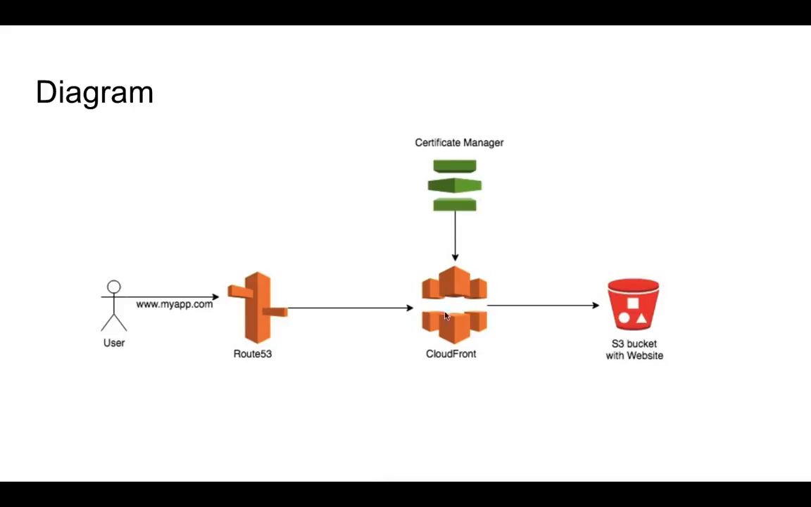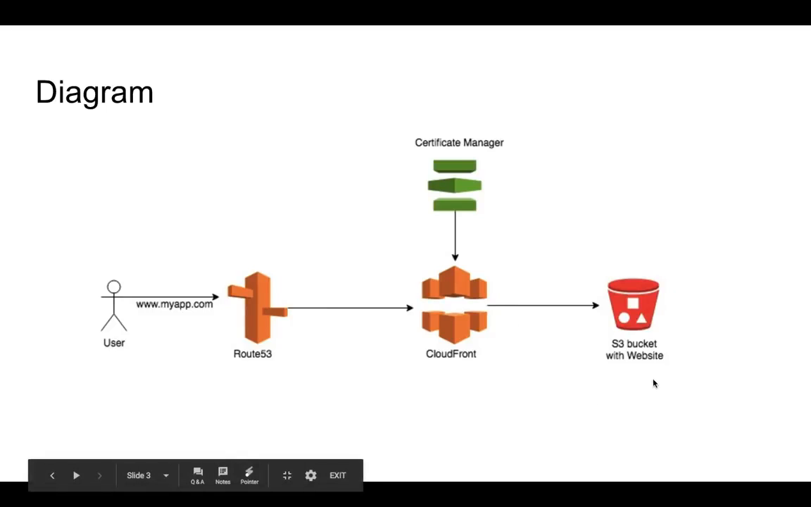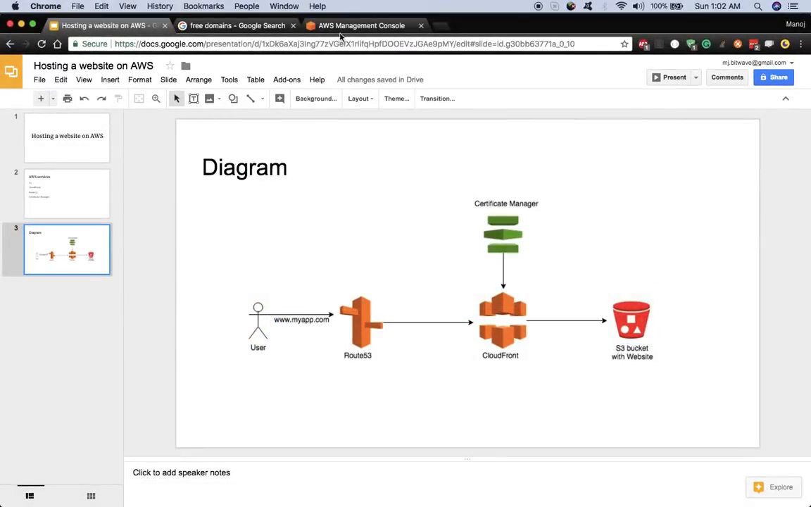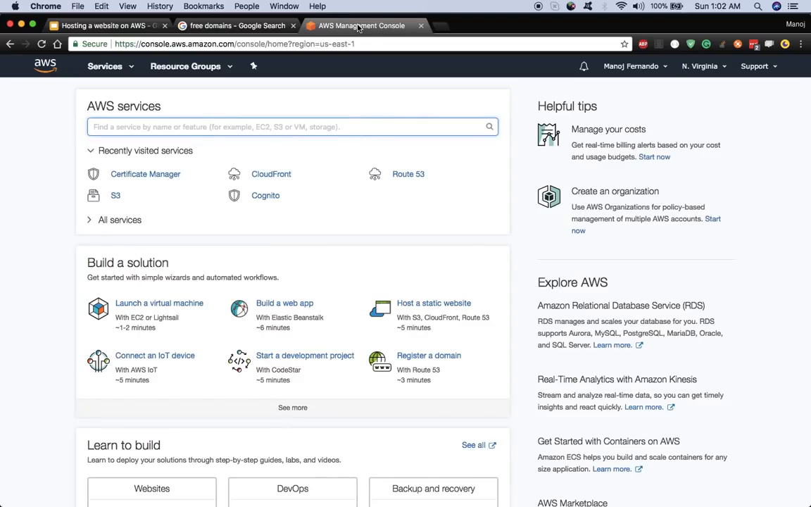Why we have CloudFront here is basically to cache the requests of our website, and whenever the next time the users request our website, it will be served from CloudFront. It will not just traverse through the S3 bucket. So it will save time and it will be quick. Okay, so let's get into our AWS console.